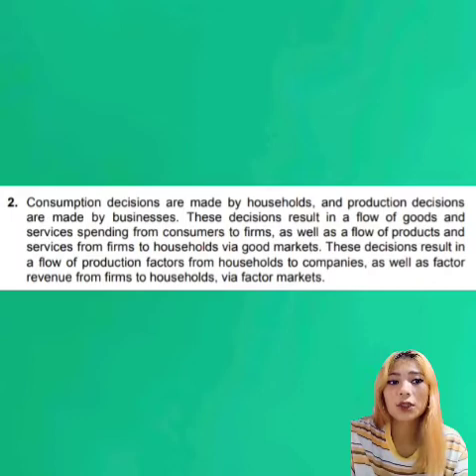These decisions result in a flow of production factors from household to companies, as well as factors revenue from firms to household via factors market. Question number 3. How do the actions of government modify what, how, and for whom goods and services are produced? Where in the circular flow model do these appear?